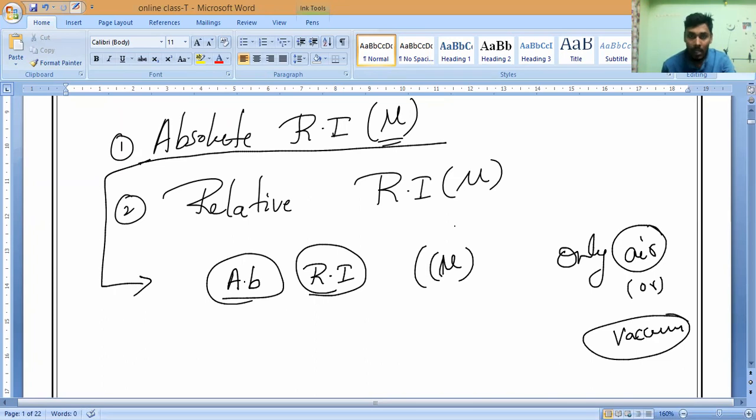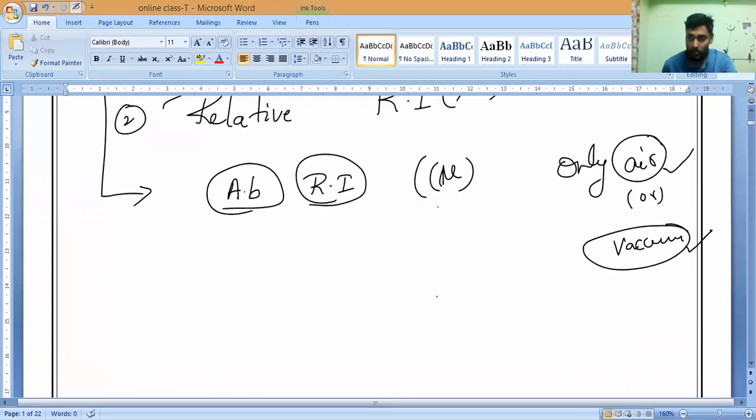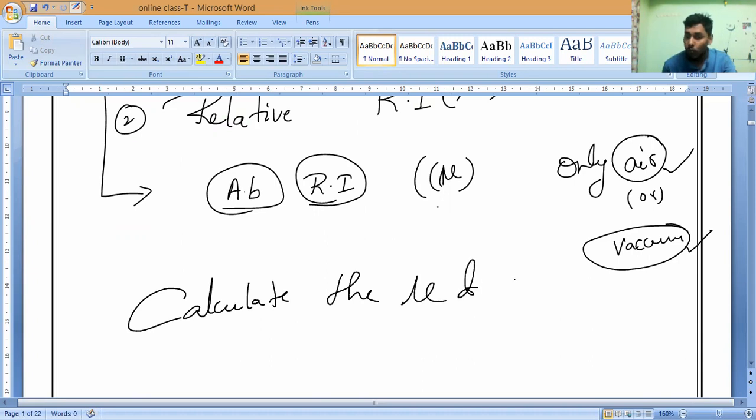Do you understand, everybody? Absolute refractive index means we have to compare the speed of light in a given medium only with respect to air or vacuum. Water, for example. That is called absolute refractive index. Listen to this example. Suppose they ask you: calculate the refractive index of water. That's all. Nothing more is given in the question. This is the only question they have given you.